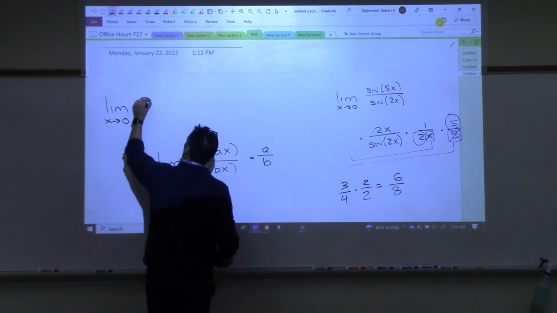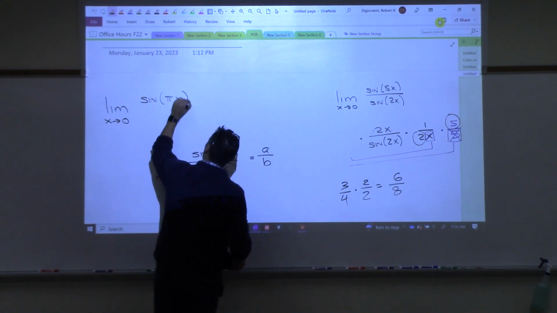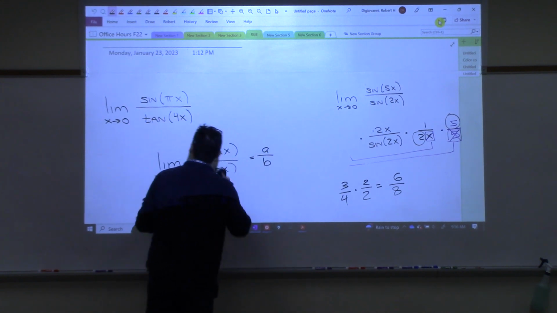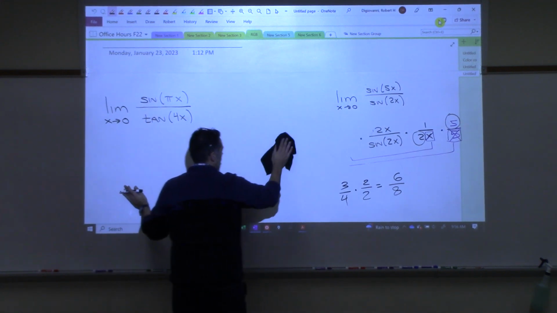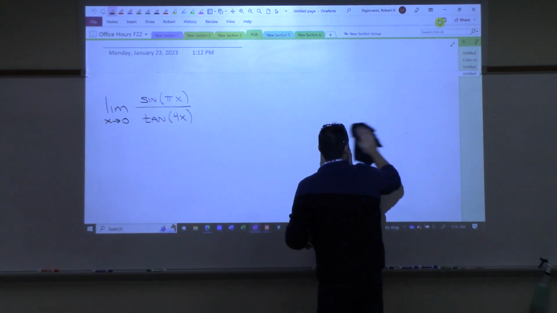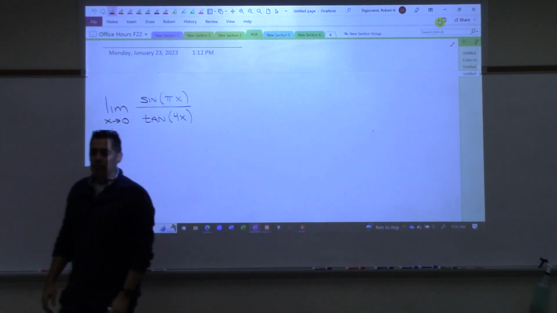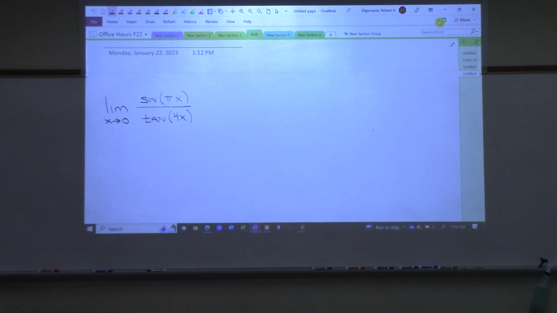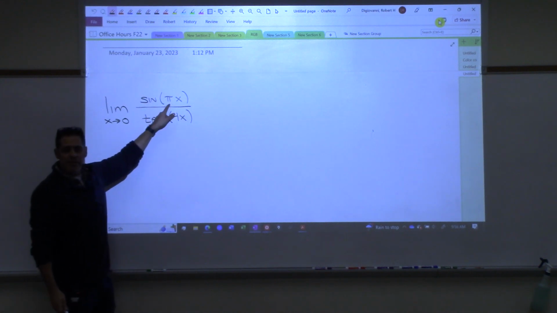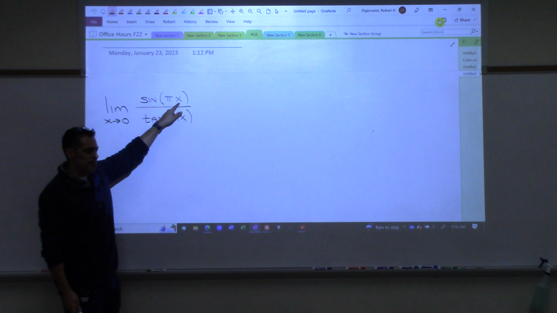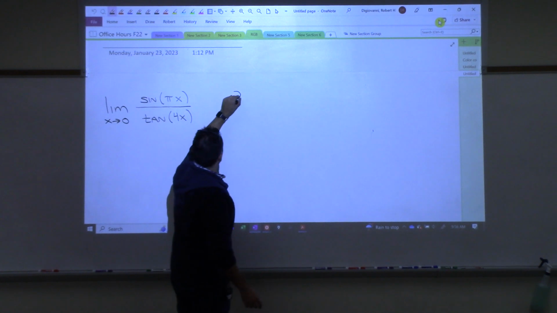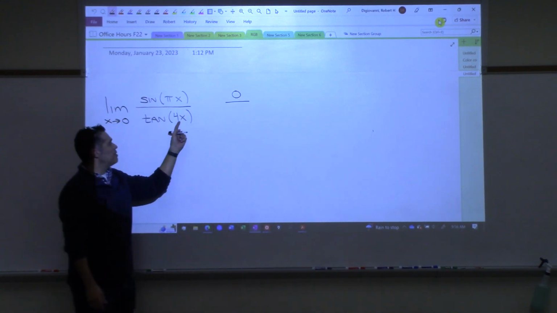How about this one? Sine of pi x over tangent of 4x. First step for doing any limit is to check to see what happens when you replace x with whatever it's going to. So here x is going to 0. Pi is just a number, yes? Pi times 0 is 0. Sine of 0 is 0. Pre-cal, right? Over, all right, here 4 times 0 is 0.